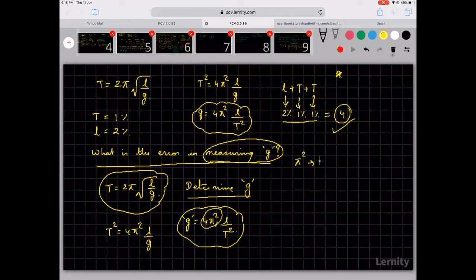No error in measuring pi. Similarly, there is no error in measuring 4. So the error will come only in the measurement that you make. What are the measurements that you are making? You are making the measurements for L and T. So that is where the errors will come. But T is being multiplied 2 times. Because T is being multiplied 2 times, the error in measurement of T will become 2 times. The error in T is 1 for us, so 2 into 1 is 2. So the error in measurement of T squared is 2%. The error in measurement of length is 2%.